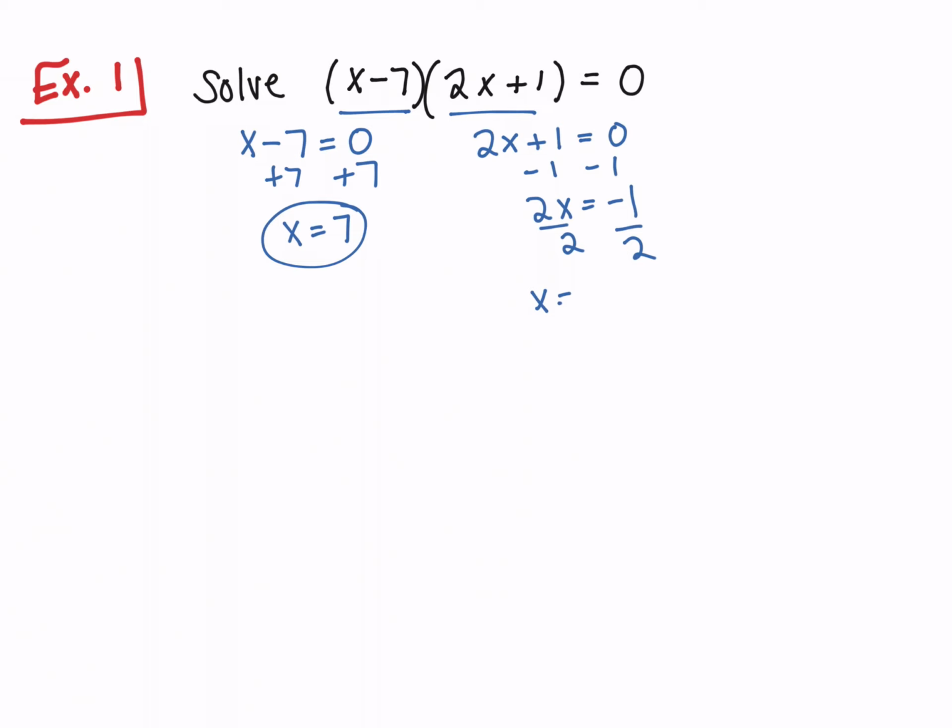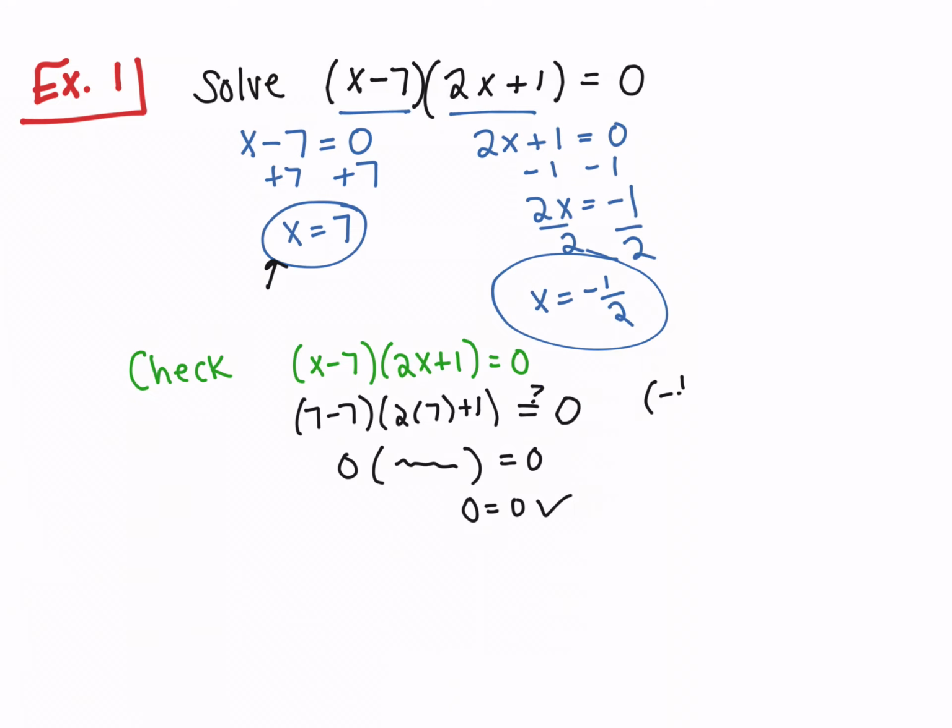Same thing for the other solution. We have negative 1/2 minus 7. Again, it doesn't really matter what that equals because over here we'll have 2 times negative 1/2 plus 1. This, again, I don't care. This ends up being 0. Anything times 0 is 0, yes, so both solutions work.